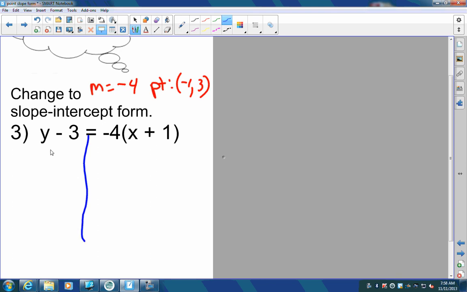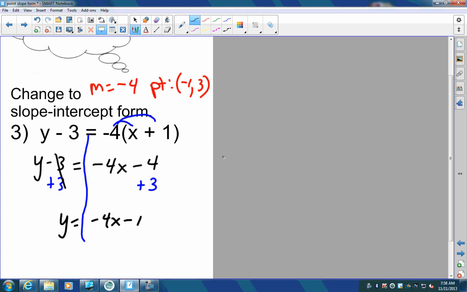So now, first thing I do, I need to do the distributive property. So y minus 3 stays here. I've got negative 4 times x, negative 4x, negative 4 times 1, negative 4. Now add 3 to each side. I get y equals negative 4x minus 1. There's your equation in slope-intercept form.